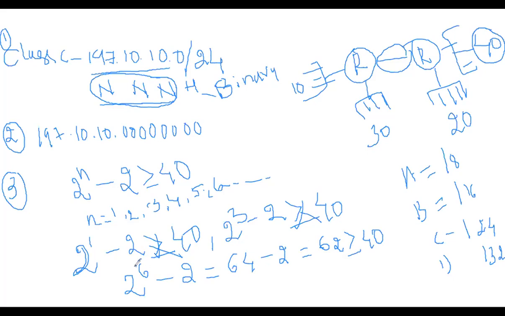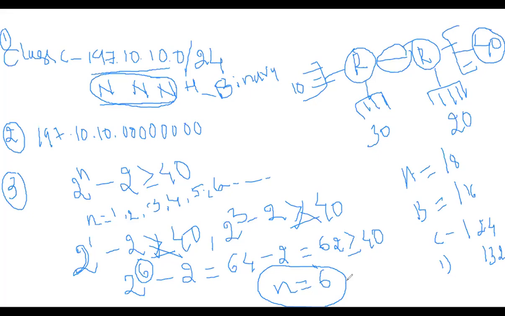Got it? So you got the number n. N is equal to 6. If you do 2 raised to 5 minus 2, you'll get the answer as 30. Is 30 greater than or equal to 40? No, you have to cancel it. Next, consider the next number. 2 raised to 6 minus 2 is 64 minus 2, that is 62, which is greater than or equal to 40. So you have to consider the value of n as 6.